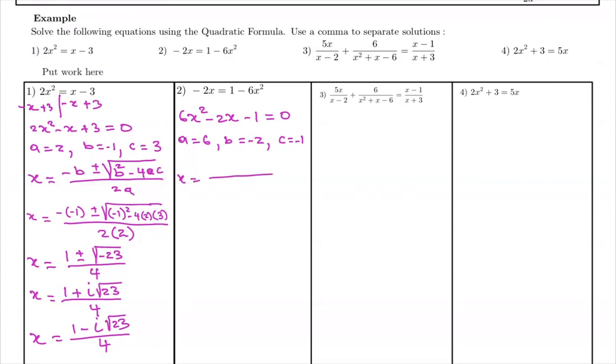X is negative b, with b equals -2. The negative of a negative number is a positive number, so that's +2. Plus or minus the square root of b squared, that's -2 squared, minus 4 times a, that is 6, c, that is -1, over 2 times a, which is 6. Let's simplify. X equals 2 plus or minus the square root of 4 plus, because we have -4 times 6, that's -24, and -24 times -1 is +24, over 12. 2 times 6 is 12.